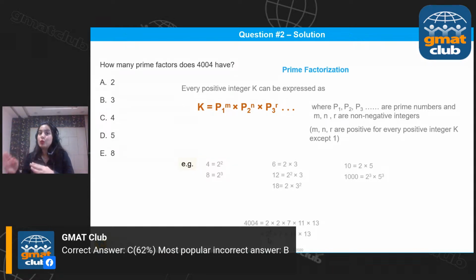It has two twos, yes, but whenever you're talking about the prime factors that a number has, you will always take the distinct prime factors that it has, unless your question specifies that you will use all prime factors even if they repeat. So if it specifies that, then you use the repeated ones also. Otherwise, just take the distinct prime factors. So you're going to have 2, 7, 11, 13, which is 4 prime factors, and that's it. That makes C the correct answer.